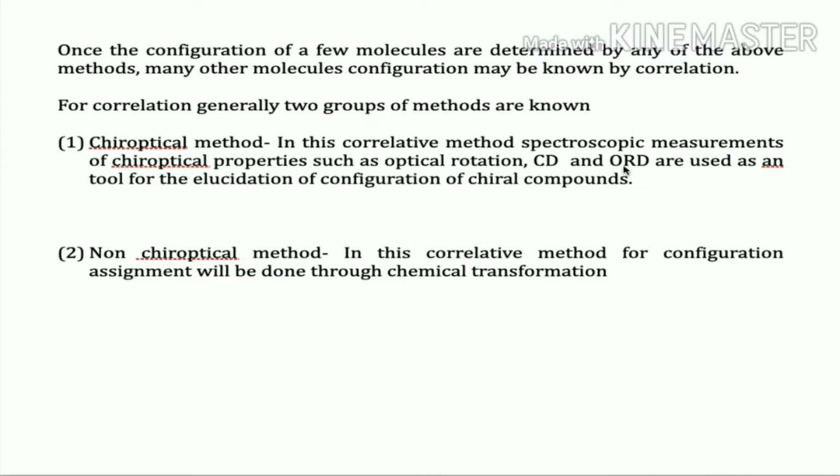So it is completely a spectroscopic technique. That is called a chiroptical method, whereas this is a non-chiroptical method. Here we are not going to use any spectroscopic measurement. It is completely on the basis of chemical transformation. We are going to carry out some reaction, and on the basis of that, we are going to assign the absolute configuration.